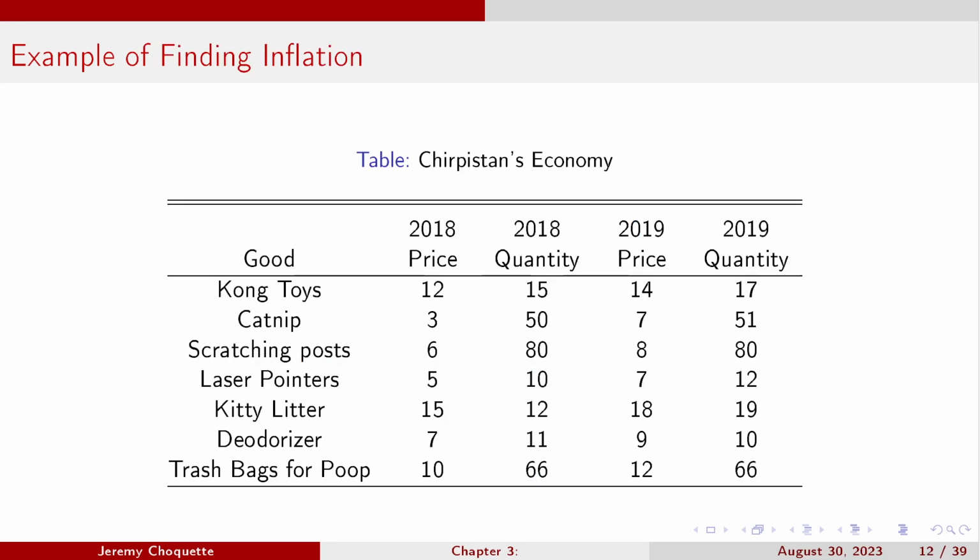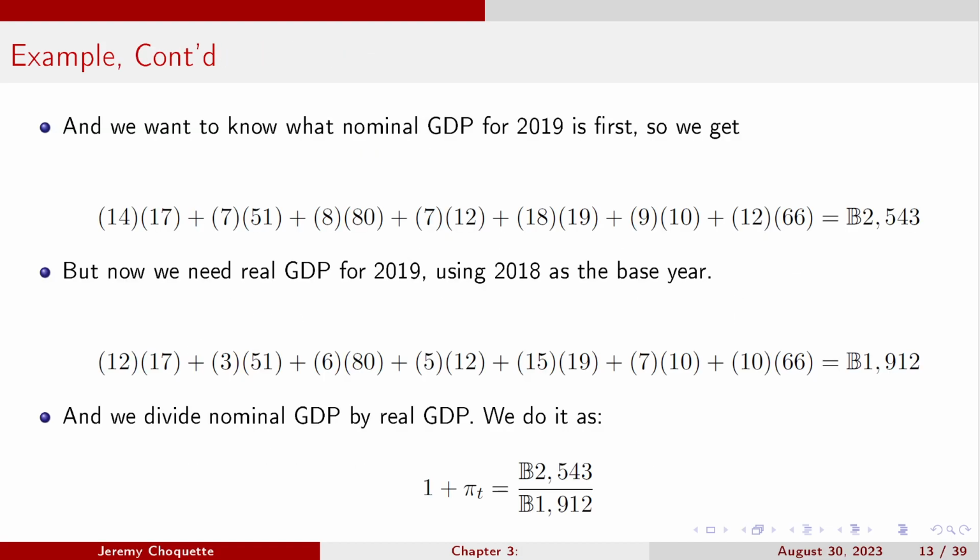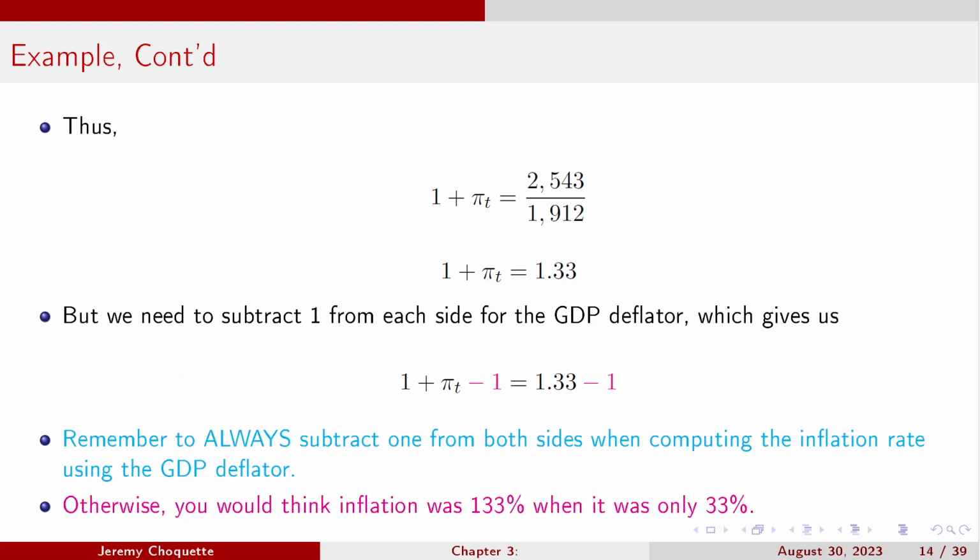So over here, 2019 quantities, right? That last column times 2018 prices, which is that first column. And when I do that, I get 1912. So what I do is I will then take 2543 divided by 1912, and that's going to give me 1 plus the inflation rate, right? So 2543 over 1912 equals 1.3.